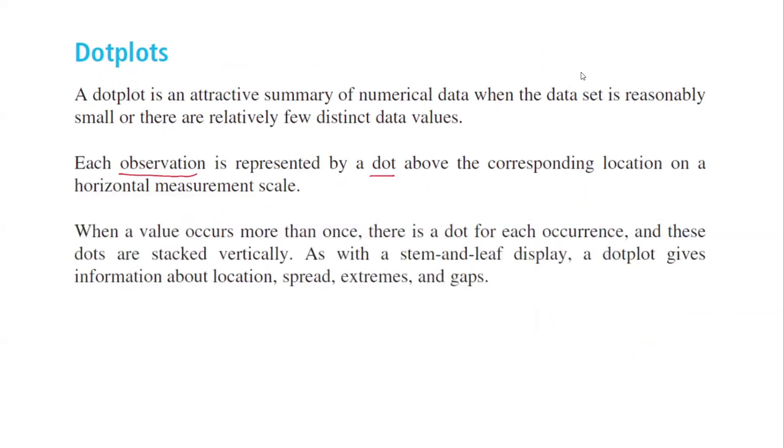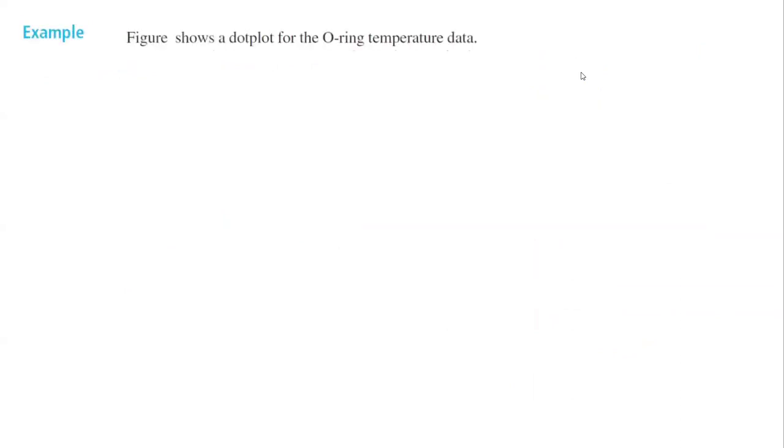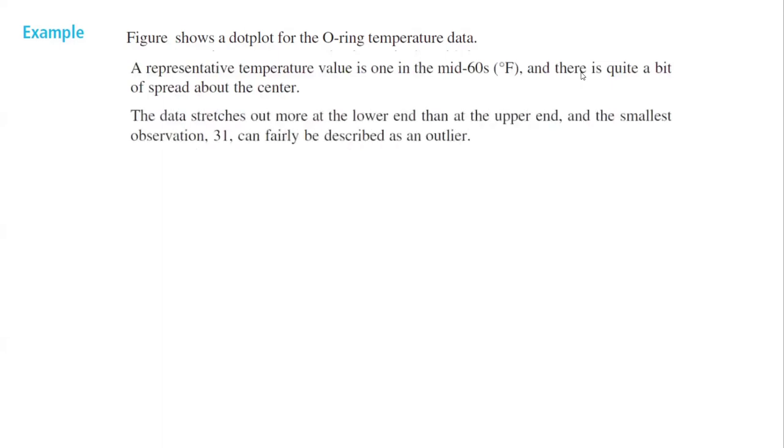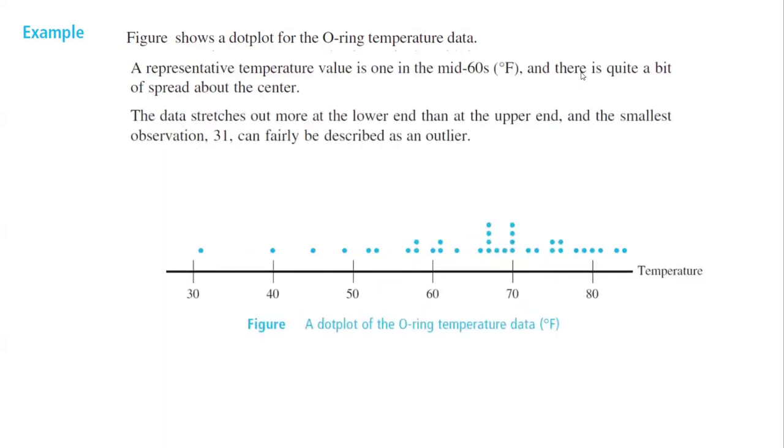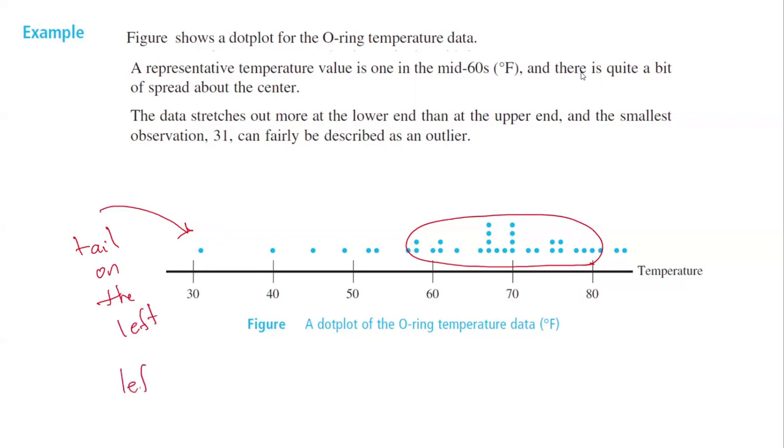For example, the figure below shows a dot plot for orange temperature data. So this is our figure, and as you can see, you have dots on top of different numbers. And as you can see here, the majority of the data are located on the right-hand side. So it seems like the graph has a tail on the left, and we call it a left-tailed graph.